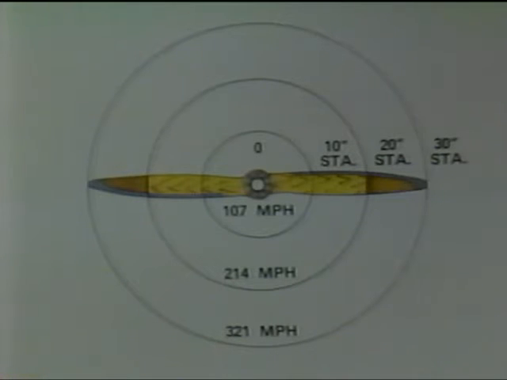To illustrate the difference in speed, consider the propeller seen here. If the propeller is rotating at 1800 RPM, the 10-inch station will be traveling at 107 miles per hour, while the 20-inch station must travel at 214 miles per hour, and the 30-inch station moves at 321 miles per hour. The airfoil that gives the best lift at 107 miles per hour would be quite inefficient at 321 miles per hour, so the airfoil is changed gradually throughout the length of the blade.